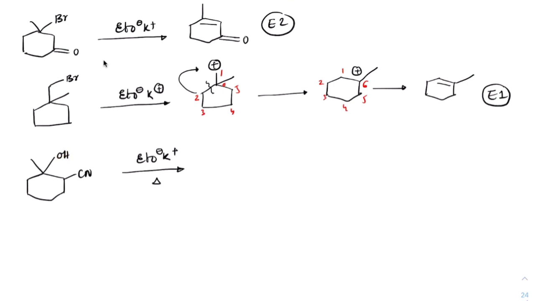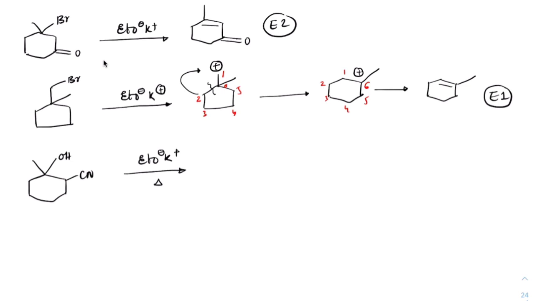OH minus is a very weak leaving group. CN is a strong withdrawing group. Here there is a hydrogen present, sorry, here there is a hydrogen present at beta position. So yes, it can go for E1CB mechanism.